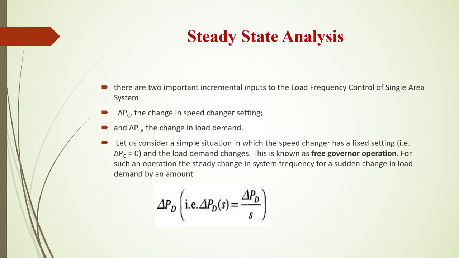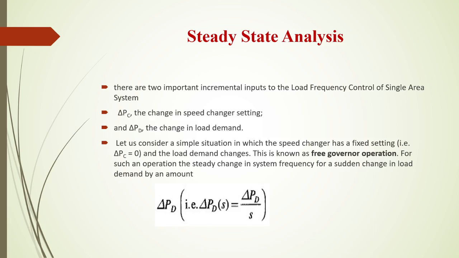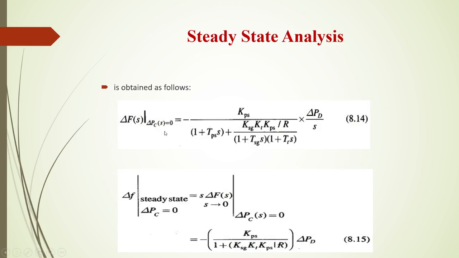For such an operation, the steady change in system frequency for a sudden change in load demand by an amount delta Pd can be written as delta F of S at delta Pc of S equal to 0. Here we take delta Pc equal to 0. So delta F of S at delta Pc of S equal to 0 equals minus Kps by 1 plus Tps S plus Ksg Kt Kps by R by 1 plus Tsg S into 1 plus Tt S, into delta Pd by S.